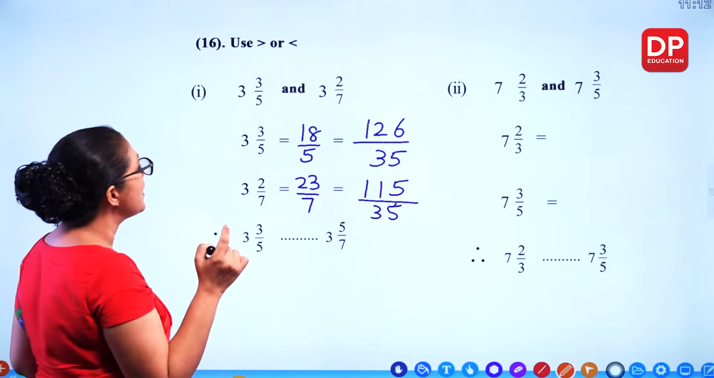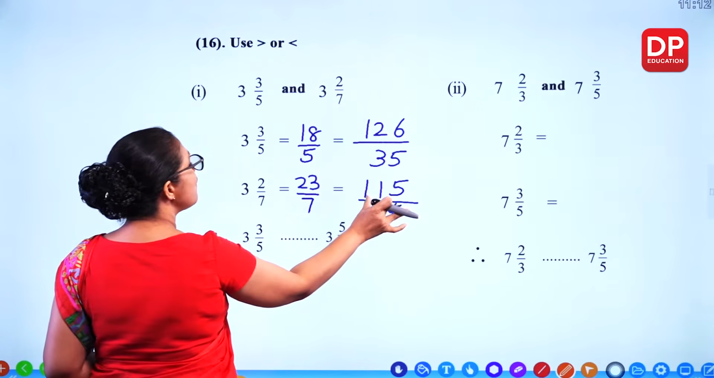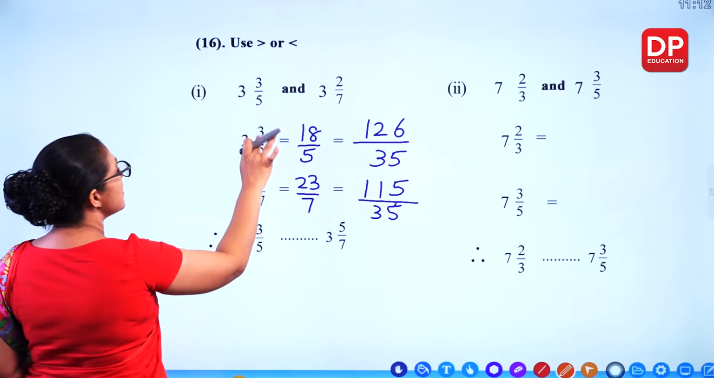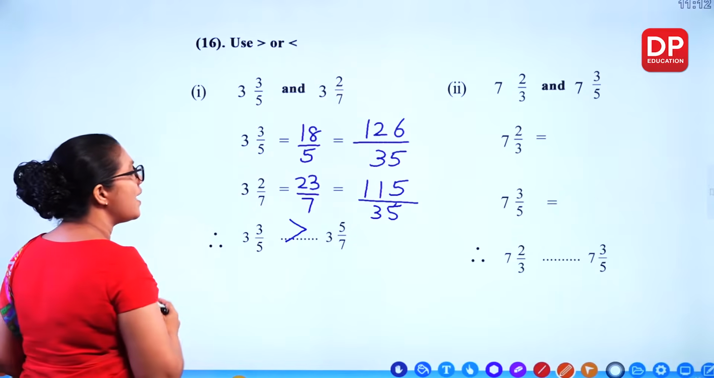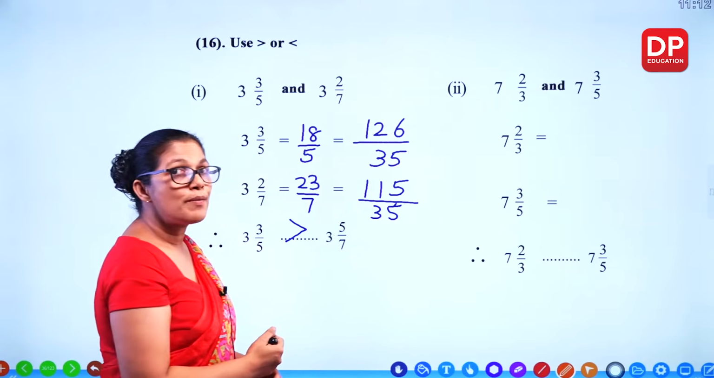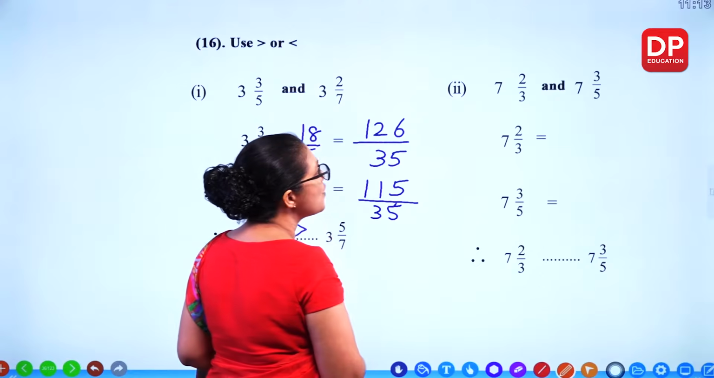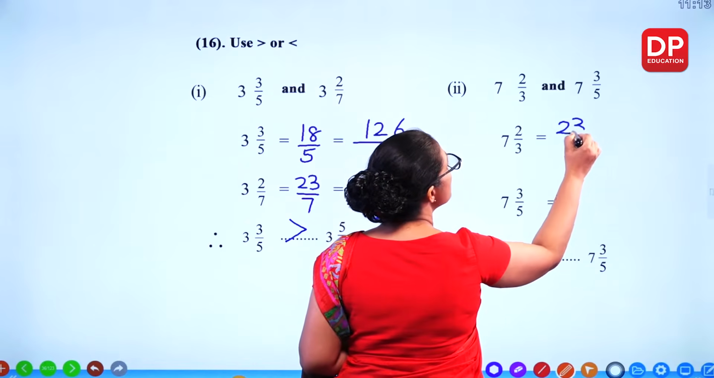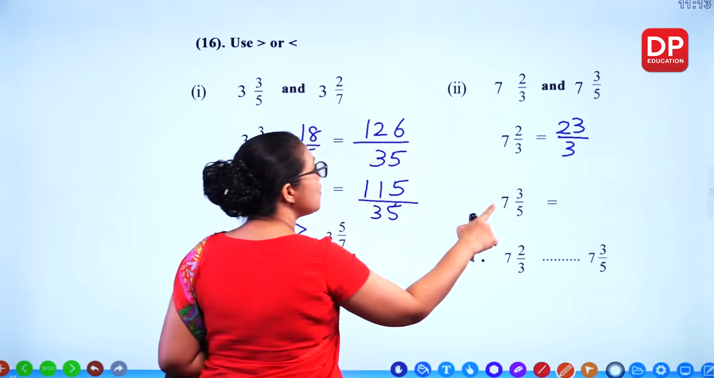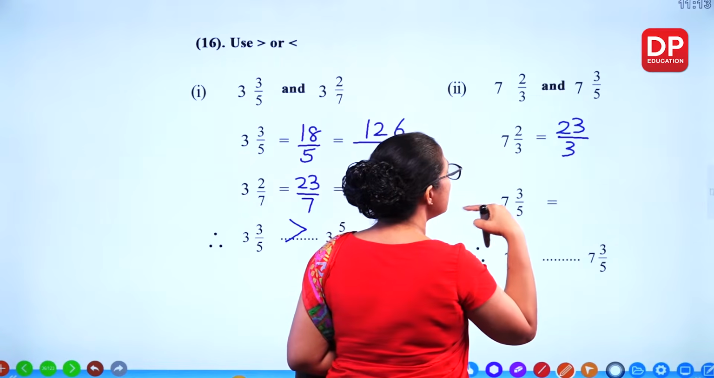Now which one is bigger? 126 is bigger than 115. That means this number is bigger than this. This one again, convert to improper fractions. 3 times 7, 21. 21 plus 2, 23. This one, 5 times 7, 35. 35 plus 3, 38.